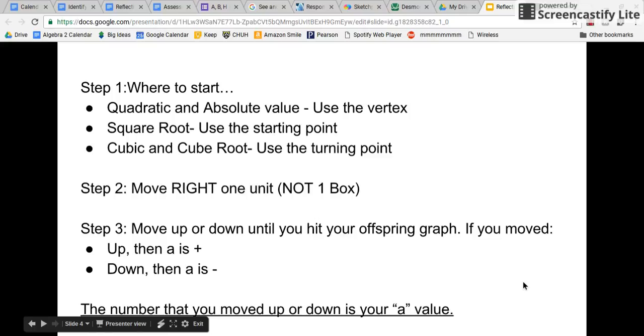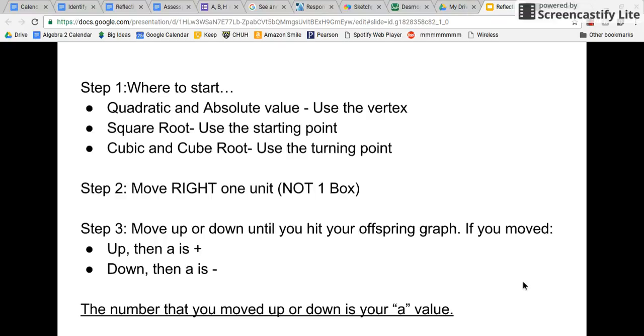So in order to find an A value and to view the transformations on a graph, what you've got to do is look at the notes from September 27th, 9/27. So pause the video right now and get your notes. Okay, welcome back. So step one, where to start.